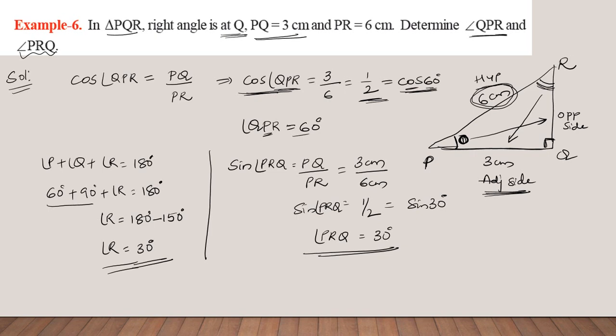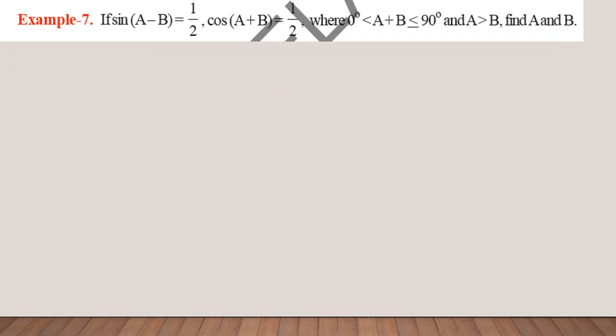Right? Now let's move on to example number 7. This is one more model which is commonly given in our examinations, public examinations, right? So here sine of a minus b is equal to half and cos of a plus b is equal to half, where 0 degrees is less than a plus b, less than or equal to 90 degrees, and angle A is greater than angle B, then find A and B. This is the most commonly asked question for 2 marks, right?